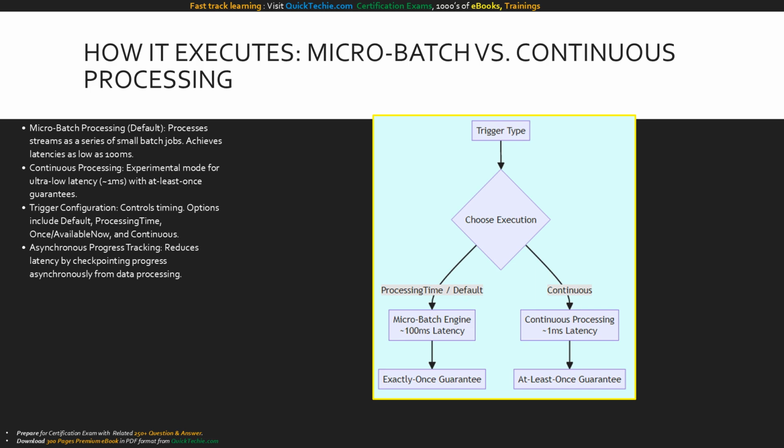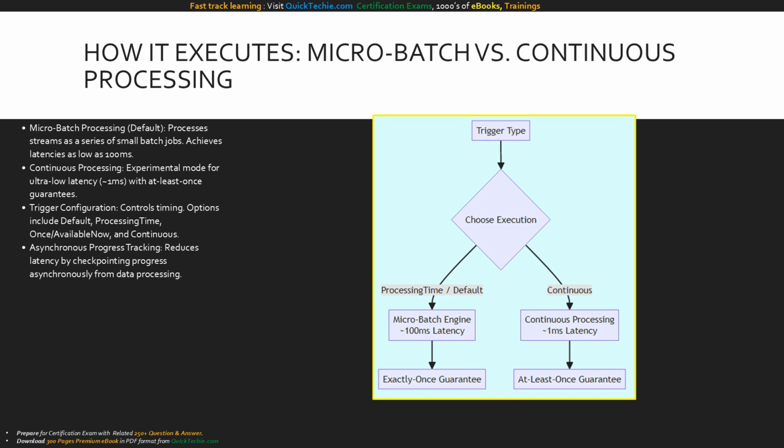You control this execution behavior using triggers. You can set a processing time trigger to kick off micro-batches at fixed intervals, or use the Available Now trigger, which processes all pending data and stops, which is incredibly useful for cost-saving daily batch jobs on streaming infrastructure. We also have asynchronous progress tracking, which checkpoints progress in parallel to data processing, further reducing microbatch latency.